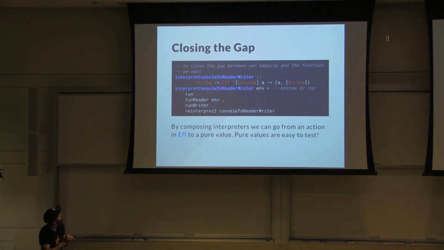So closing the gap, we can compose all of these interpreters together. The reinterpret2 takes the one console effect and turns it into reader and writer, then we handle those effects individually, and then run discharges all of the machinery. And then we get a function that looks like that, which, if you've tested Haskell code before, is a really happy function to test. So yeah, pure values are great. We should strive to have them as much as we can.